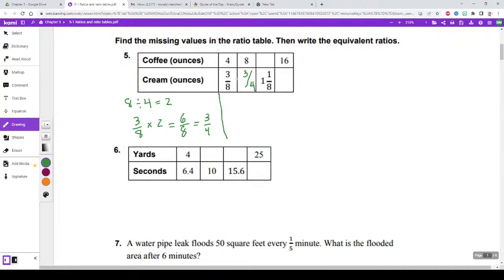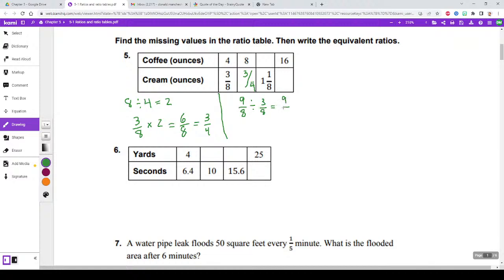Now, it's up to you which number you want to do next. You can use the 4 to get to this blank, or you can use the 8 to get to this blank, but whatever the case, I'm just going to use the 4. Because this 1 1/8 is actually 9/8, that should come to you as no surprise, because 8 times 1 is 8 plus 1 is 9. So we're going to start off with 9/8, and we're going to divide 9/8 by 3/8.